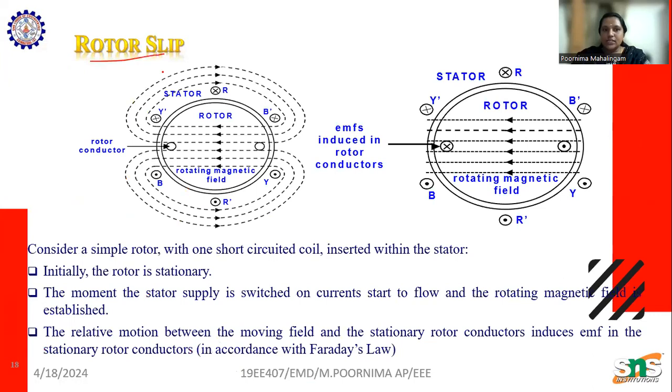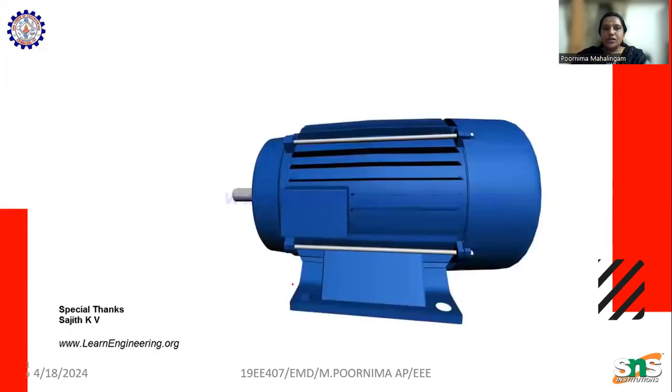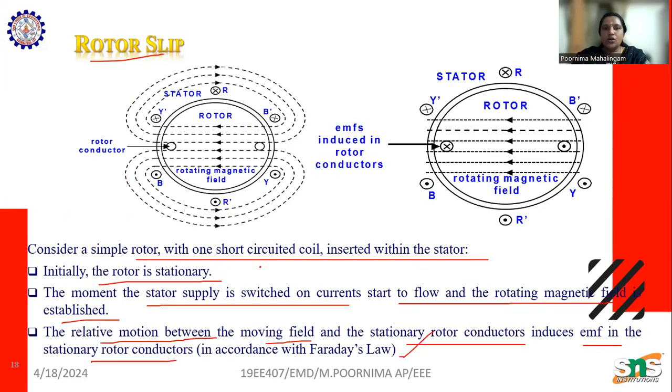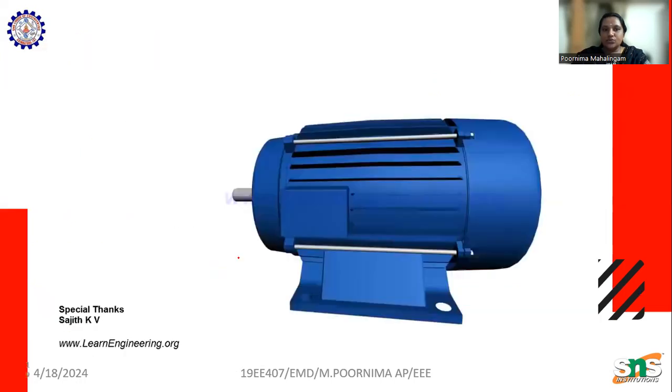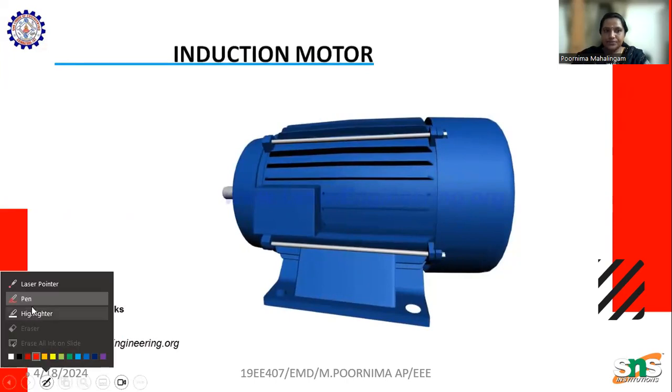Here is the rotor slip. Consider a simple rotor, one short-circuited coil. What about the slip? Initially the rotor is stationary. The moment the stator supply is switched on, current starts to flow and a rotating magnetic field is established. The relative motion between the moving field and the stationary rotor conductor induces an EMF in the rotor conductor with the help of Faraday's law. Here we can see a video about the three-phase induction motor. Come, let's see the video and then we can discuss.